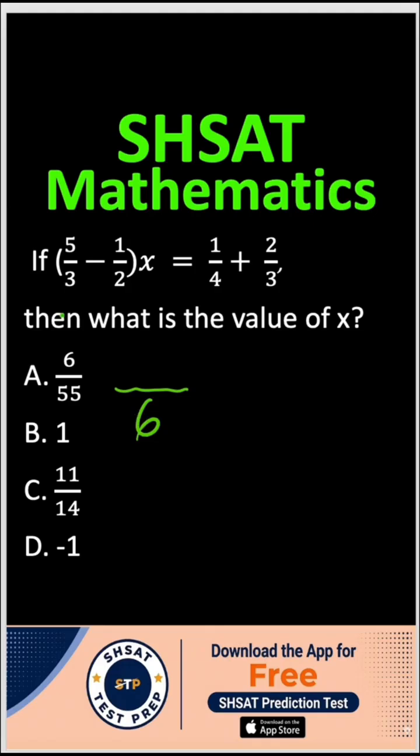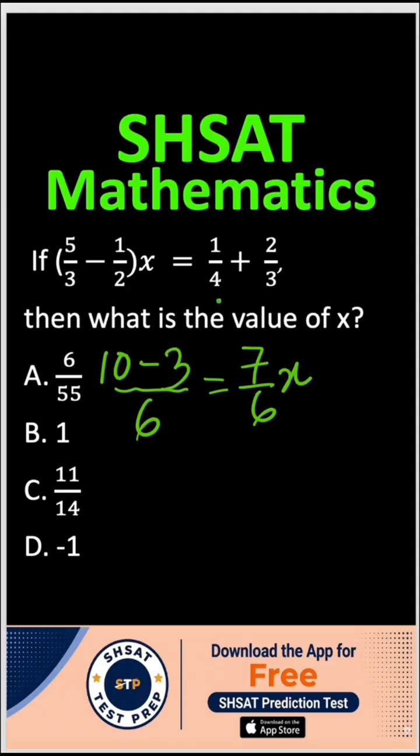Now 6 divided by 3 gives us 2. 2 times 5 gives us 10. Now 6 divided by 2 gives us 3. 3 times 1 gives us 3. So that's 7. That means 5 over 3 minus 1 over 2 is 7 over 6. And we have an x here. So that's 7 over 6 x.